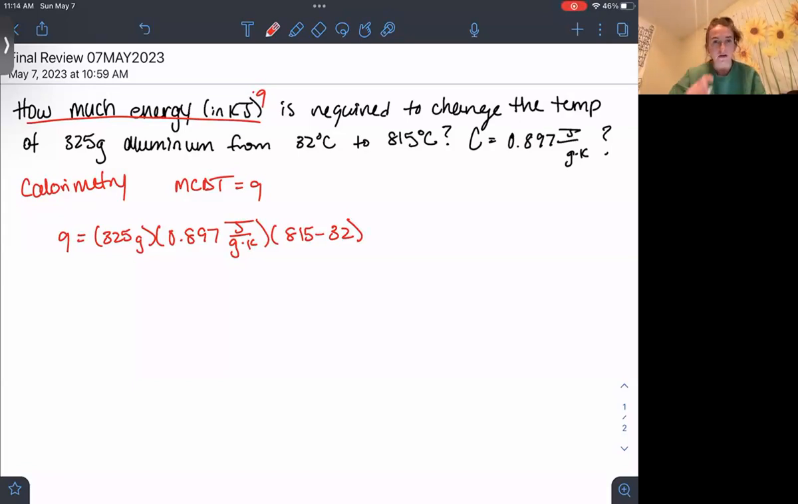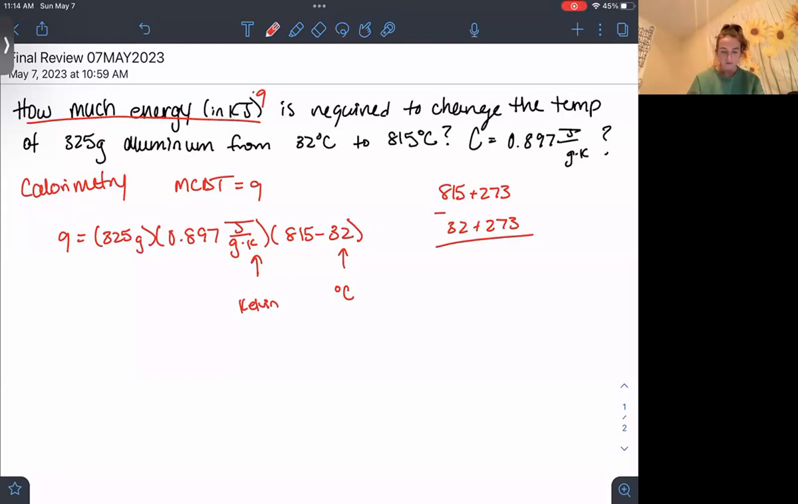So if we're looking between our specific heat and then our temperature, this is in Kelvin. This is in degrees Celsius. But if we were to change it to Kelvin, you would take 815 plus 273, and we would take 32 plus 273. But then we would still subtract them, right? So either way, whether you add 273 or you don't add 273, the change is going to stay the same for both of them. So here we can keep it in degrees Celsius, but you should always look to make sure that your units line up. Does it make sense why we can keep it in degrees Celsius and not have to change it?